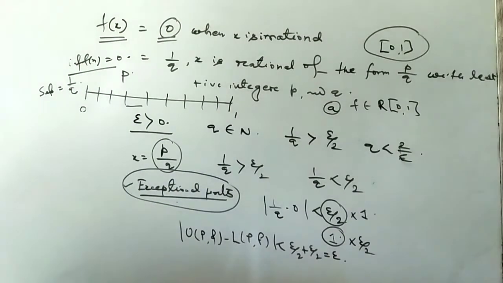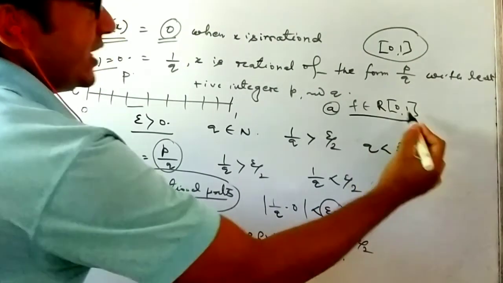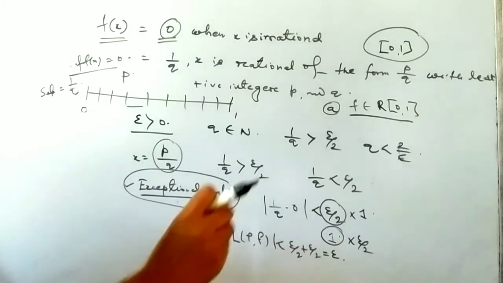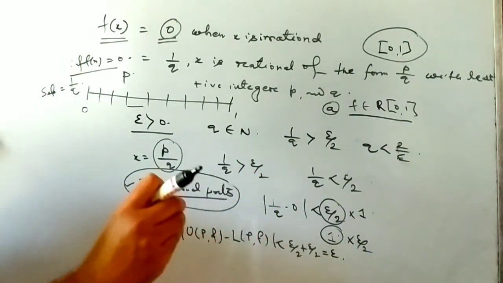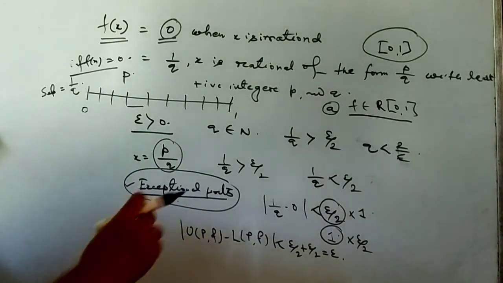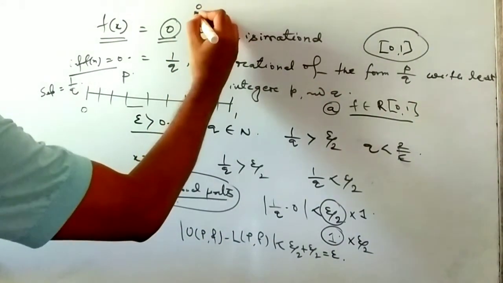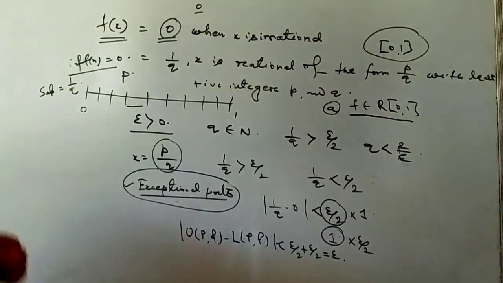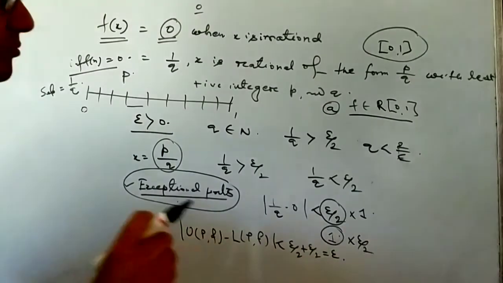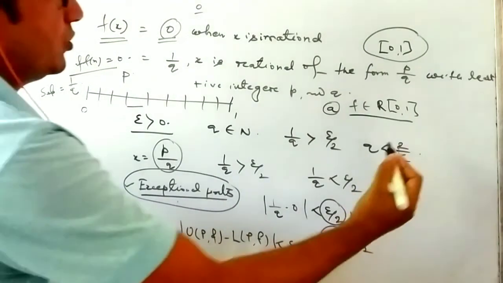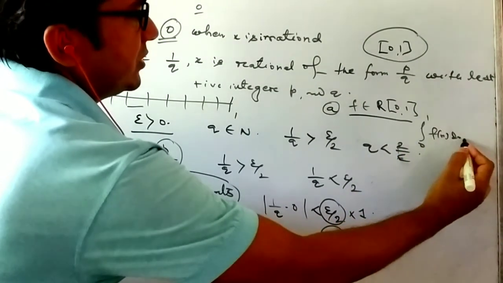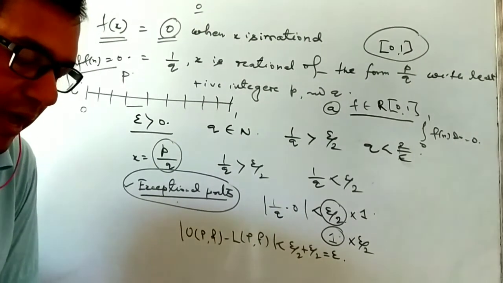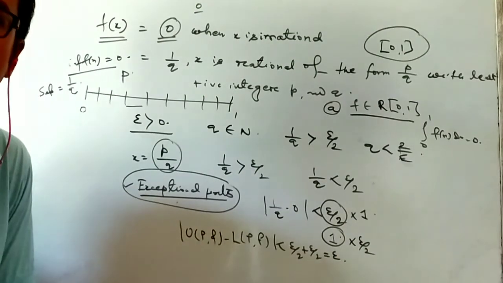Option A is correct. And since f is R integrable, the lower integral and upper integral are the same, and we can easily calculate the lower integral. That is, the lower integral from 0 to 1 of f dx is the integral of 0 dx, which equals 0. So the value of the integral from 0 to 1 of f(x) dx is 0. So option B is also correct, and obviously options C and D are not correct.